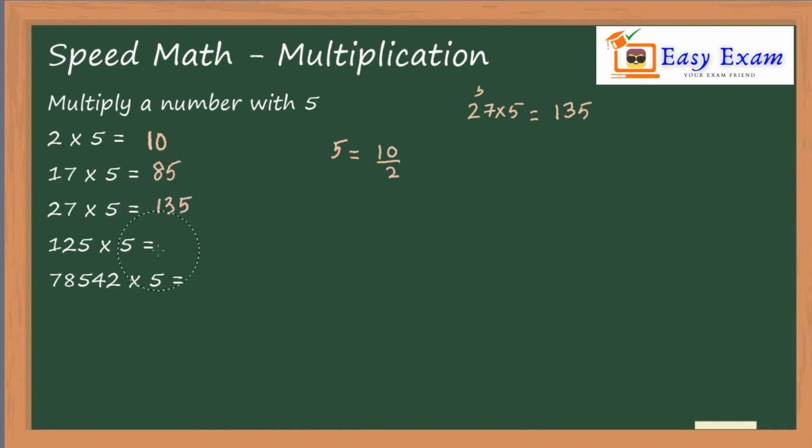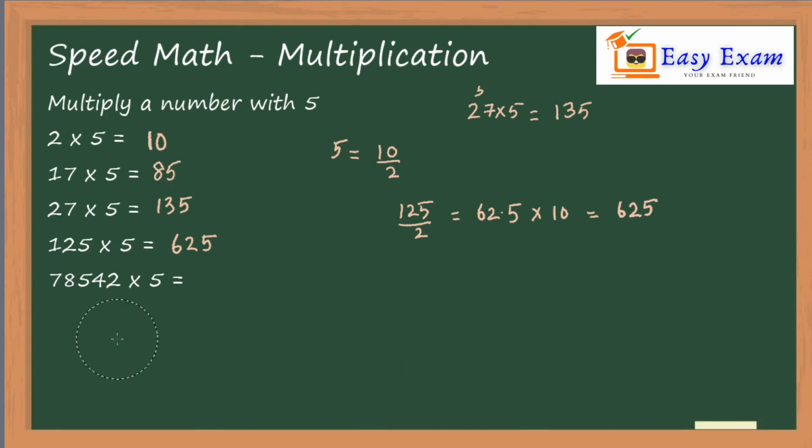So what is half of 125? 125 divided by 2 is nothing but 62.5. Then we multiply this result with 10. So you get the final answer as 625. Isn't it so simple, guys?